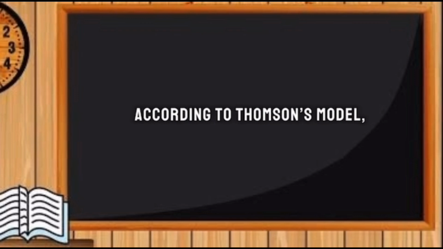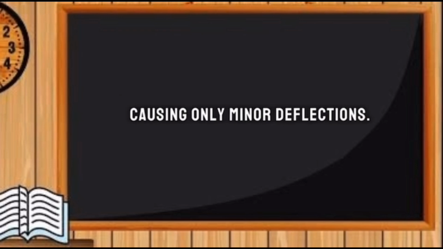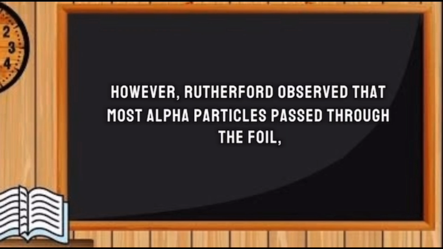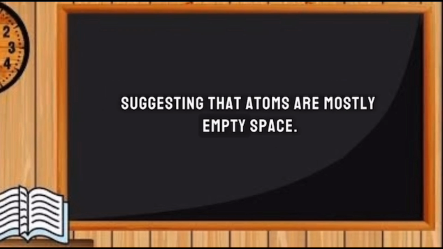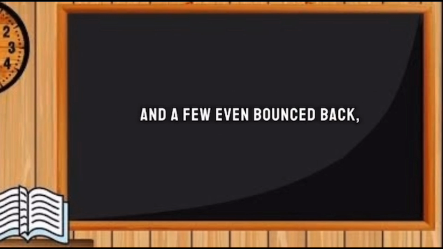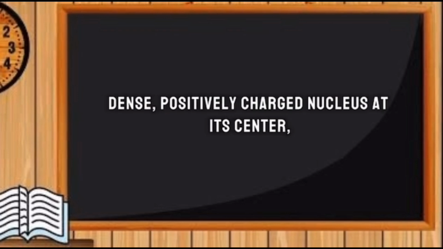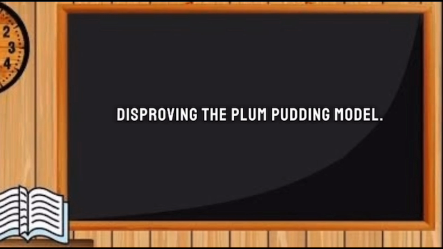According to Thomson's model, the atom's mass should be evenly distributed, causing only minor deflections. However, Rutherford observed that most alpha particles pass through the foil, suggesting that atoms are mostly empty space. Some particles were deflected at angles, and a few even bounced back, leading him to conclude that the atom has a small, dense, positively charged nucleus at its center, disproving the plum pudding model.